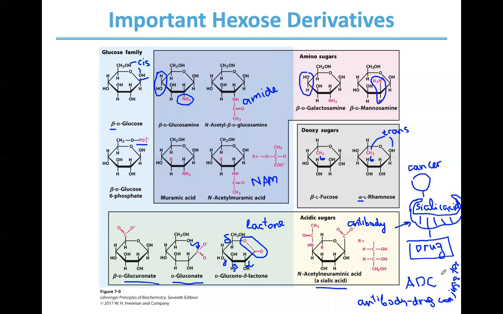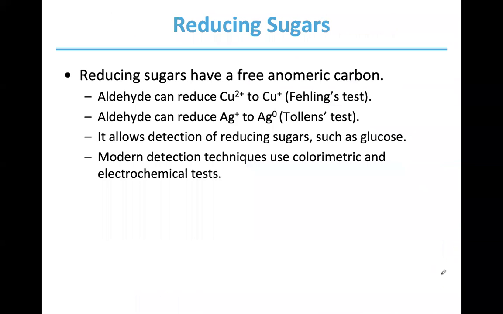All right, any questions about these? Okay, let's move on. Now, a couple of important concepts. One of them is what's known as reducing sugars. So if you have a hemiacetal, the hemiacetal can easily open up to give you the aldehyde. And so we refer to this kind of hemiacetal as the molecule that has a free anomeric carbon. In other words, it's not a full acetal, just a hemiacetal. And so these hemiacetals can be oxidized by copper, known as Fehling's test.